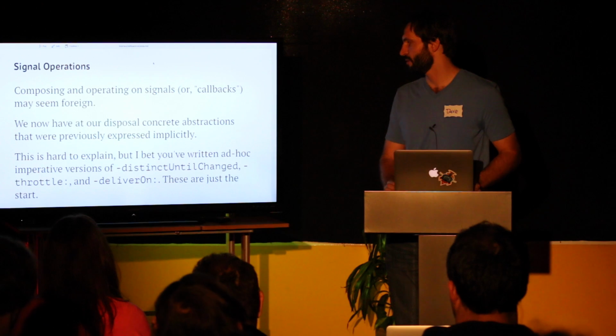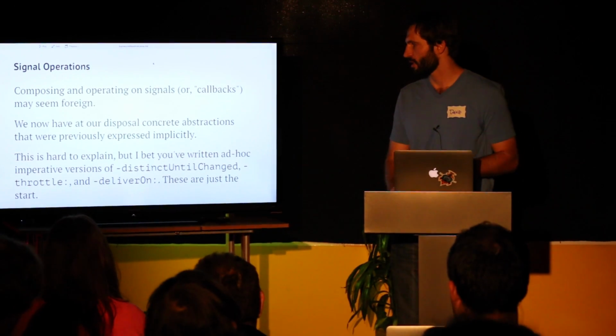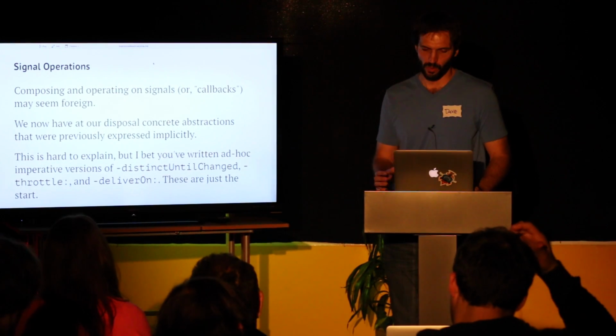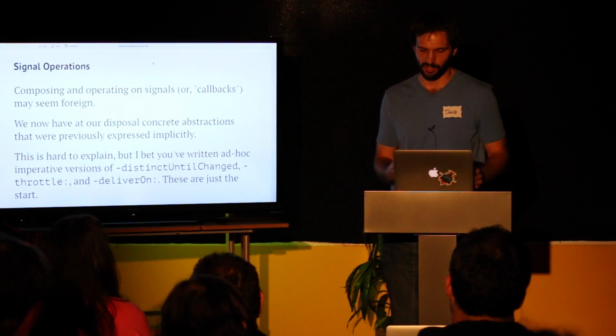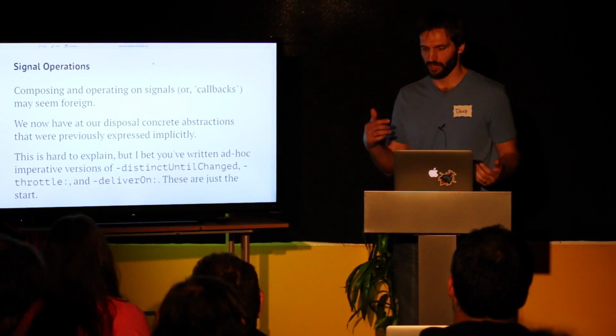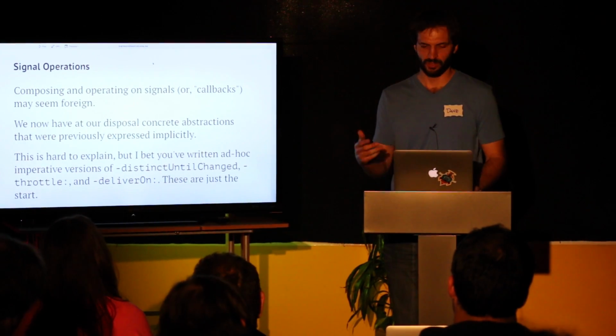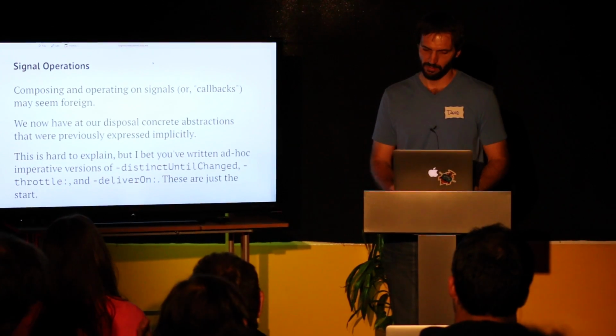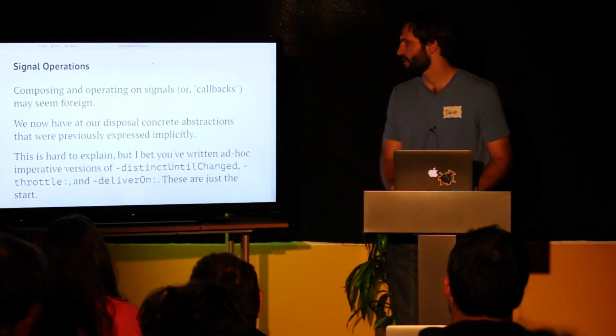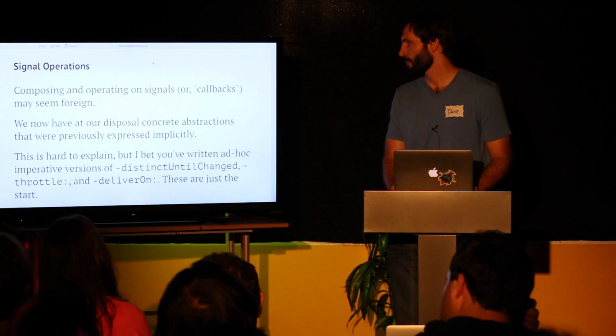But if you've ever written a delegate or a callback that doesn't want to do any work until the value's changed, and you check to see if your last cache value equals the current value, and if so, you return, then you've written an implicit distinct until changed operation.